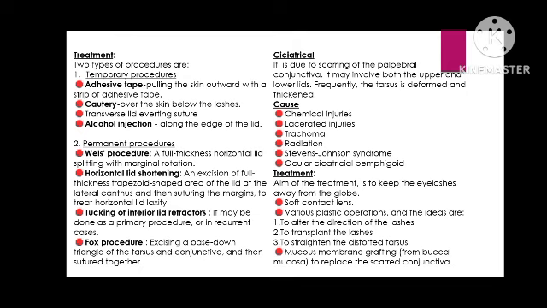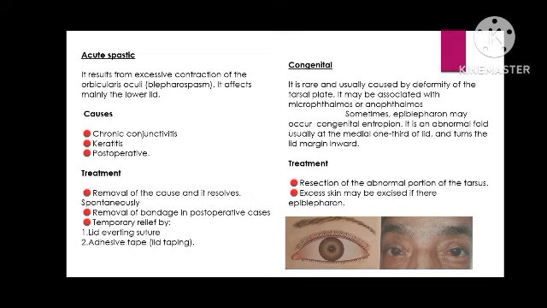Then treatment. The aim of the treatment is to keep the eyelashes away from the globe. First one, soft contact lens. Various plastic operations, and the ideas are to alter the direction of the eyelashes, to transplant the eyelashes, to strengthen the distorted tarsus, and mucous membrane grafting, the bulk mucosa replacing the scarred conjunctiva.